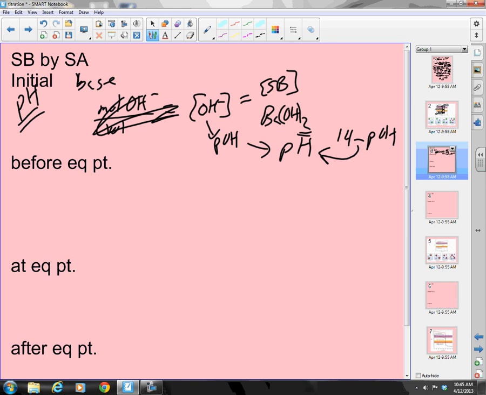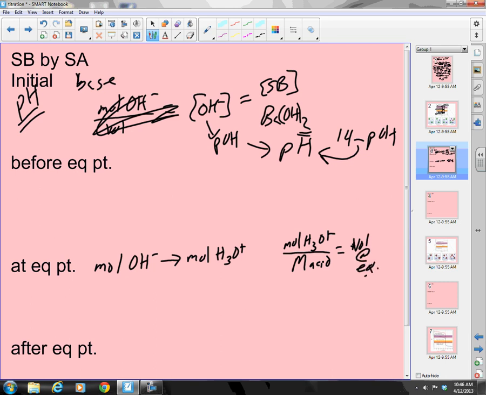Equivalence point, same thing we did before. We want to figure out how many moles of hydroxide we started with, and then from that we get moles of acid, hydronium, and then I'm going to take my moles of acid and divide that by my molarity of my acid, and that'll give me my volume at equivalence point. Got it?